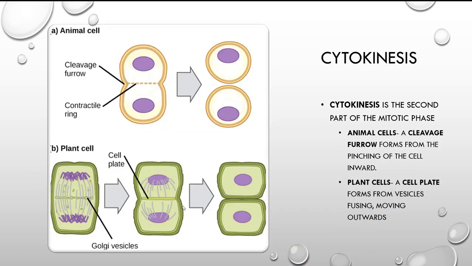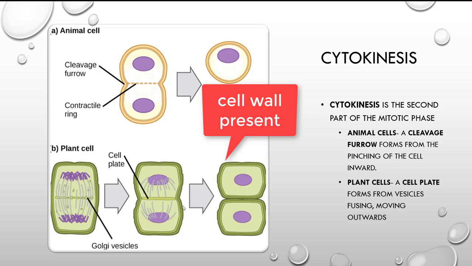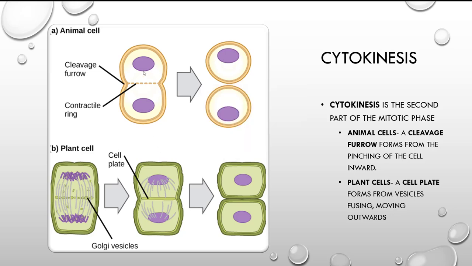All right, so moving on. Cytokinesis, again, is the second or last part of mitosis. It is different in animal cells versus plant cells because plant cells have a cell wall, animal cells don't, so it has to be slightly different. If we look at animal cells, when animals undergo cytokinesis, it starts with a pinching inward of the cell.